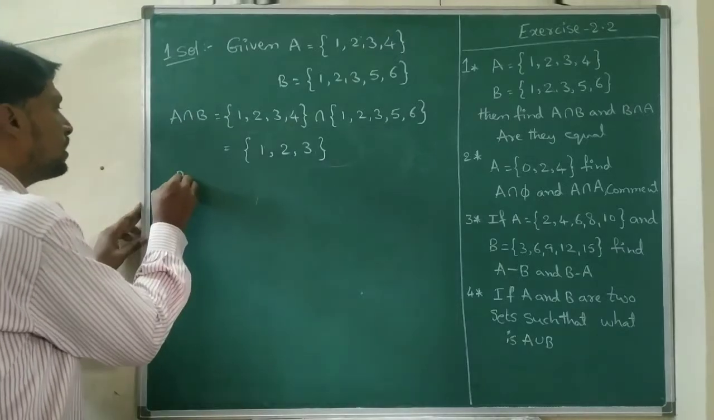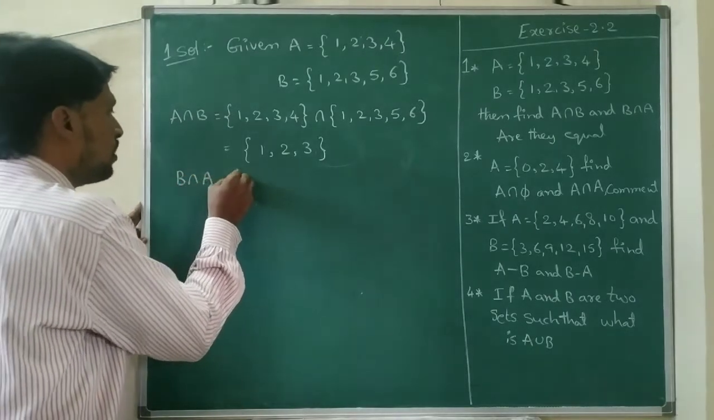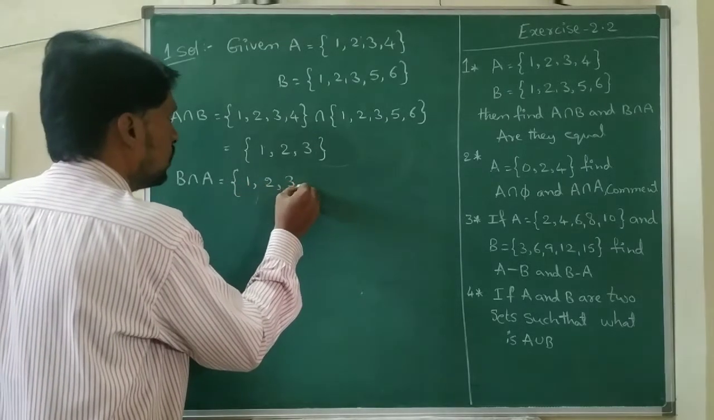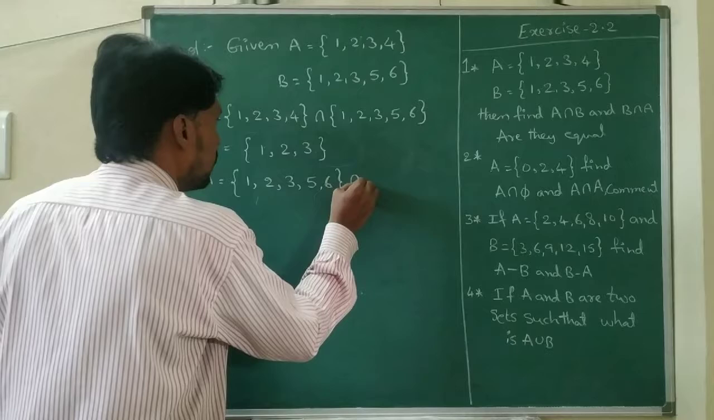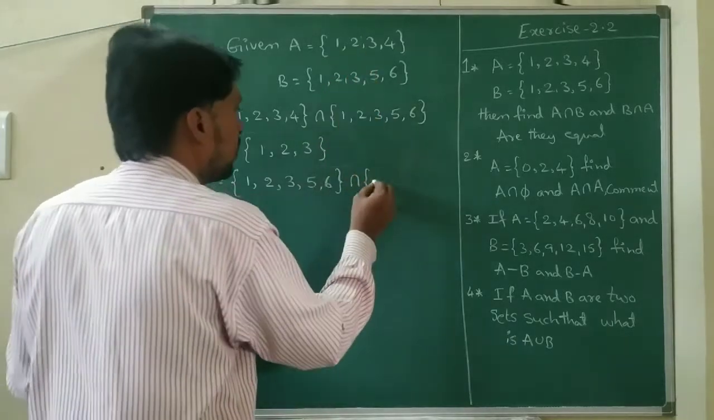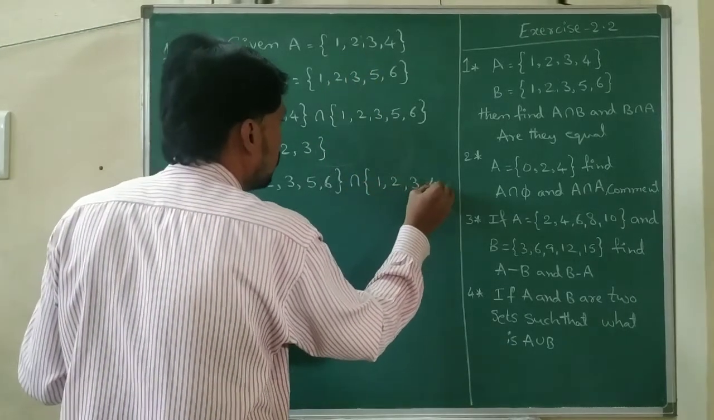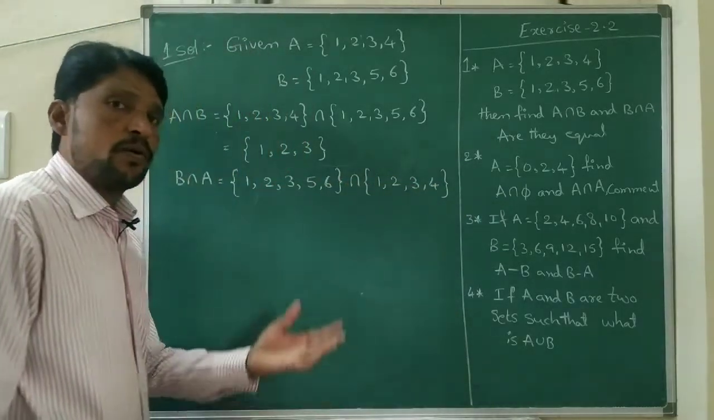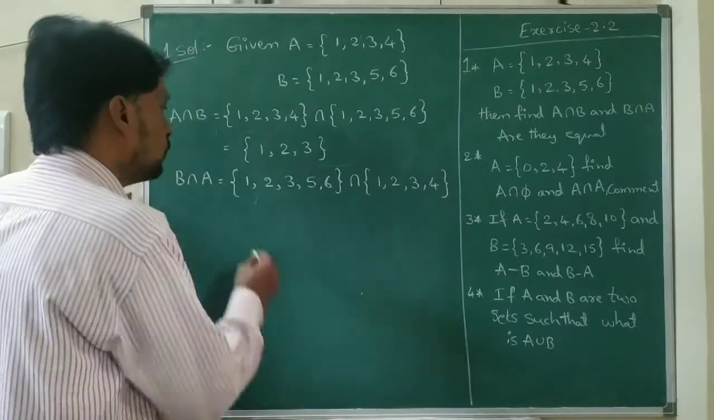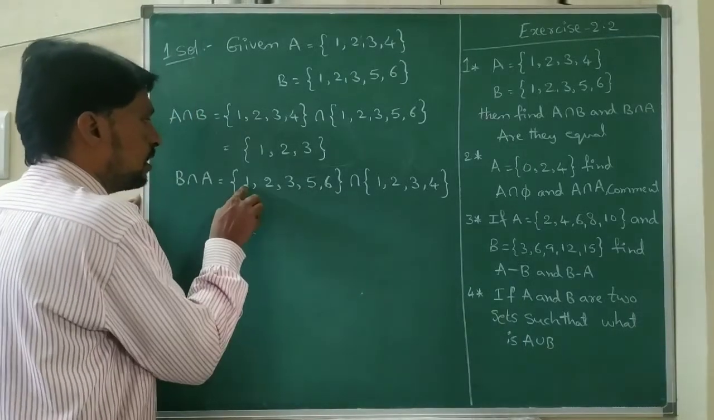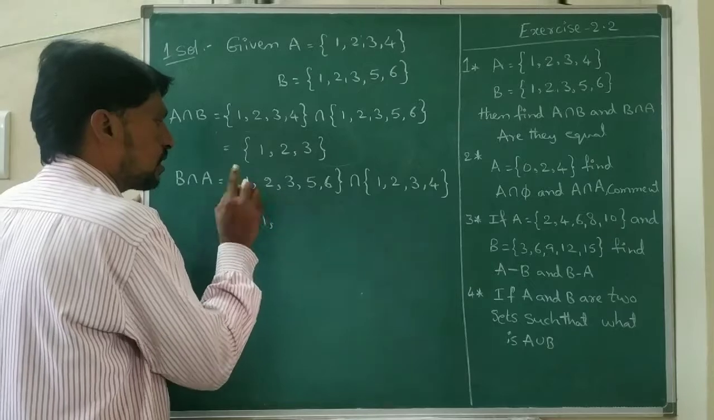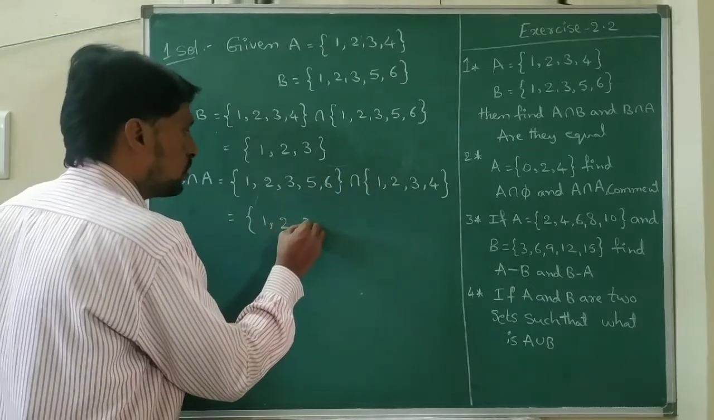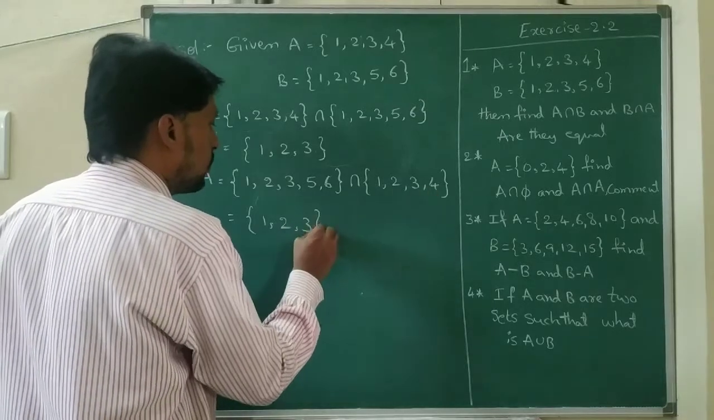Now we can find B intersection A. So what is the B set? First we write the B set: the set of 1, 2, 3, 5, 6, intersection A. What is A? 1, 2, 3 and 4. So in set B and set A, what are the common elements? We should write the common elements. Here 1 and 1, okay, this is common. 2 and 2, 2 also common. 3 and 3, 3 also common. Again there is nothing else common.